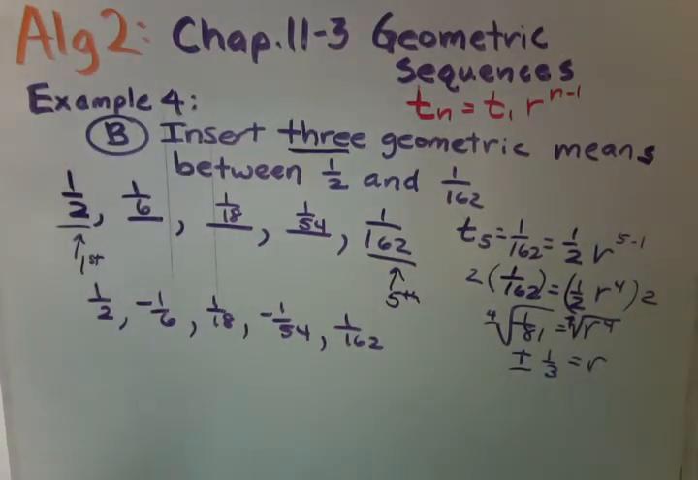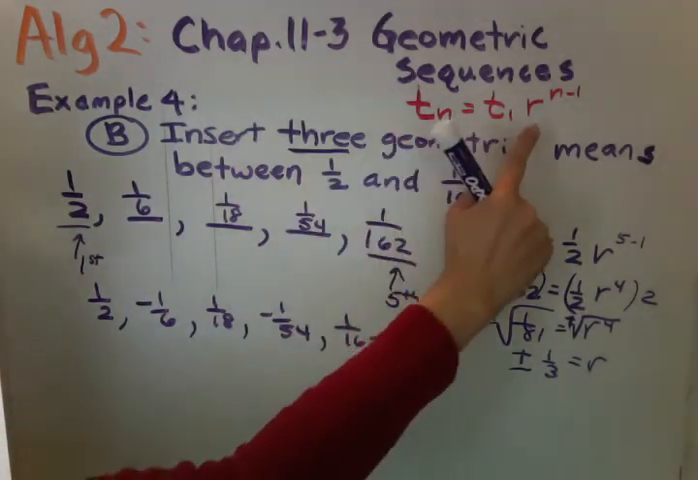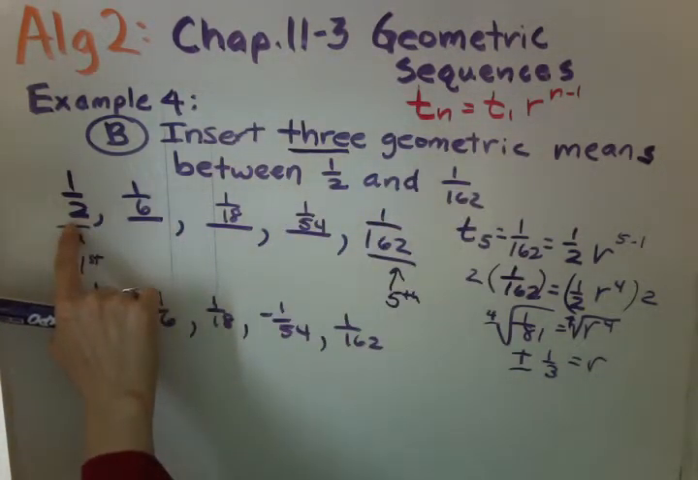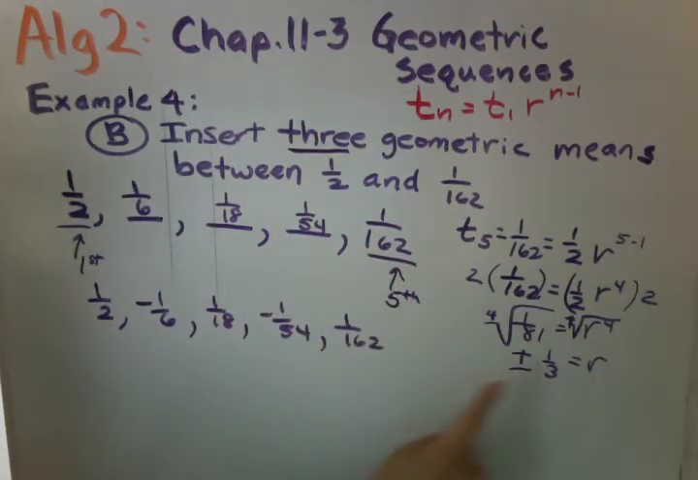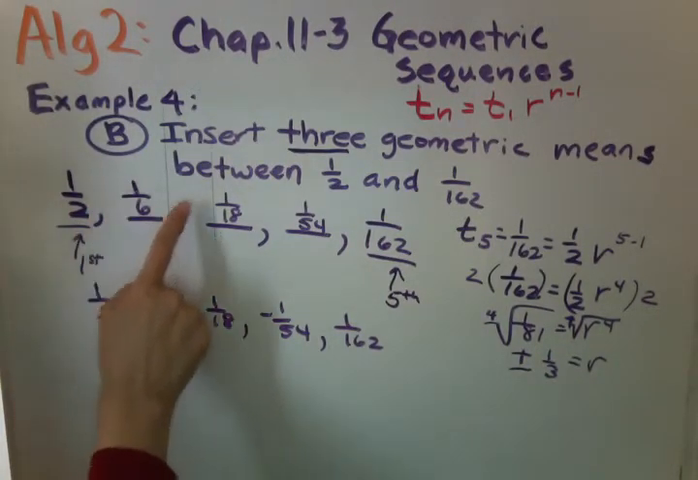Okay. So make sure to just use our generic formula and plug in what's given, our first term and our fifth term, to get what our common ratio is. Once we find the common ratio, we can go ahead and multiply it to each term.